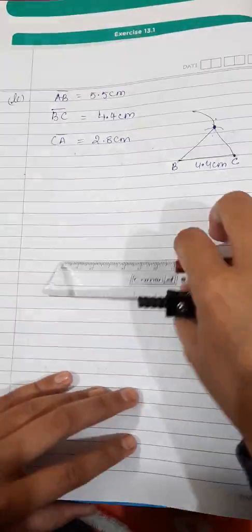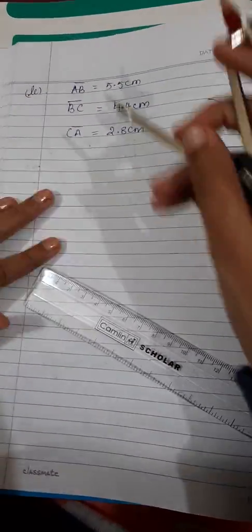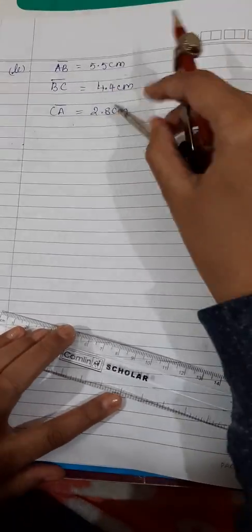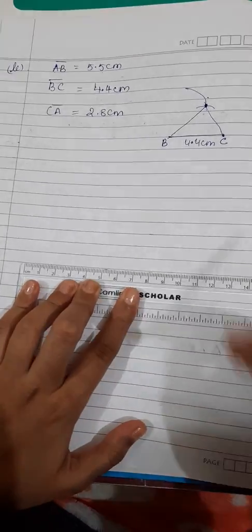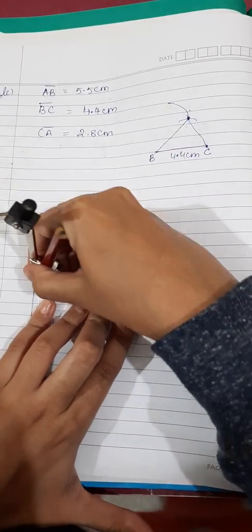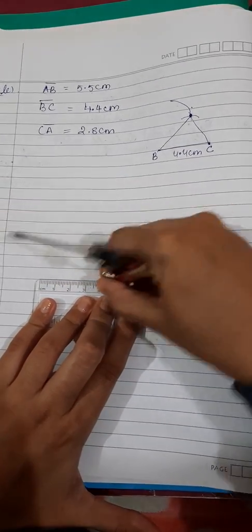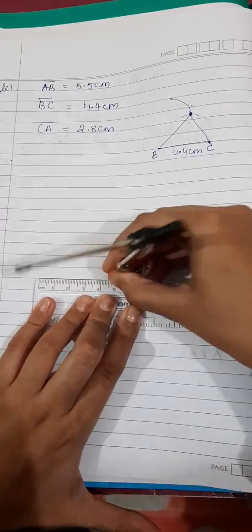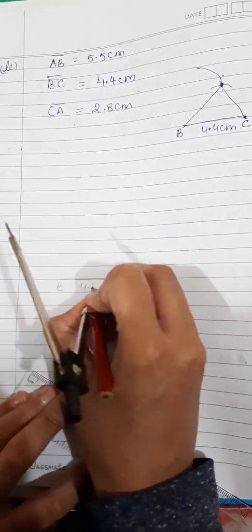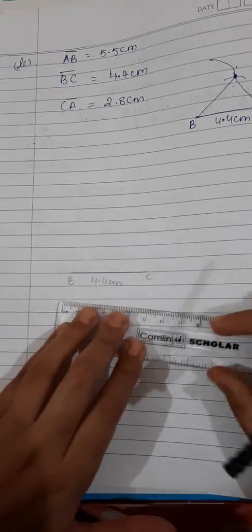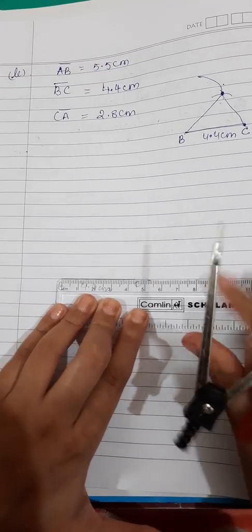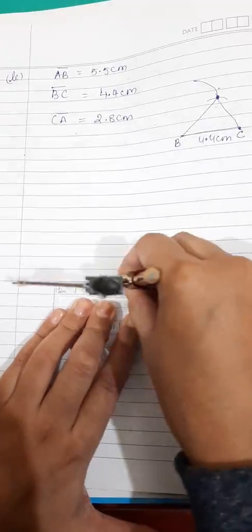Now first of all, let us draw. Any of these you can draw as a base. If you want to draw AB as the base, first of all 5.5, you can draw that. Or BC, you can draw that. Now I am drawing BC. BC is 4.4. So I have drawn a line of 4.4 measurement. This is B and this is C, and this is 4.4 centimeters. You have to label it. Yes, this is 4.4.